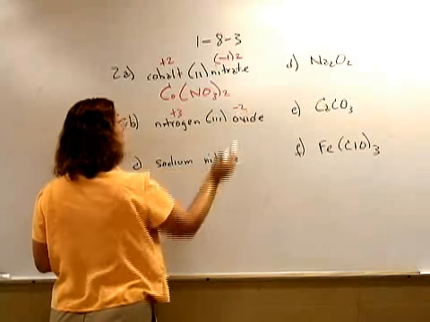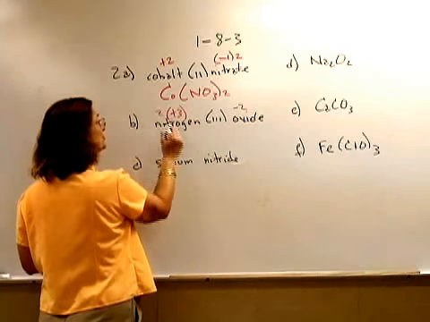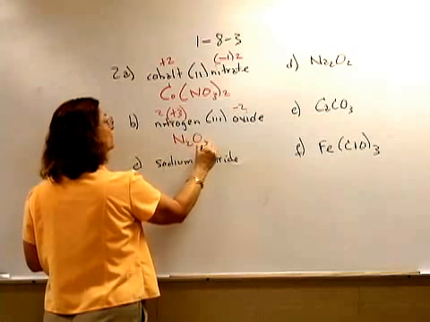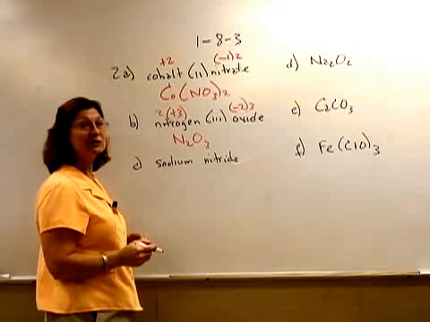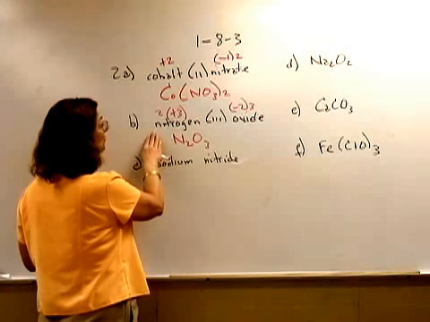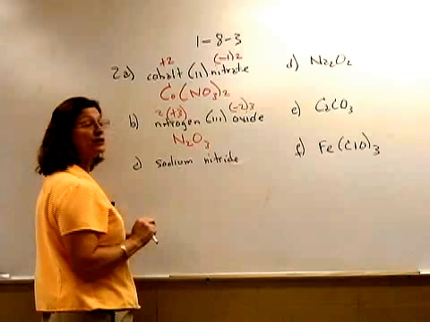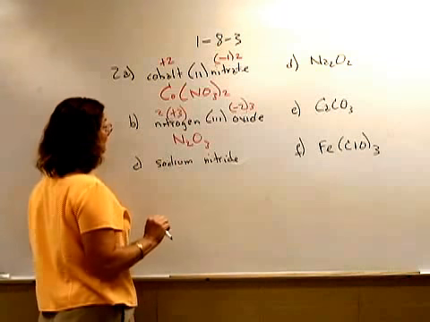Oxygen is -2. The common multiple is 6, so I need 2 nitrogens and 3 oxygens, because +6 and -6 is equal to 0, and compounds must be 0. Now, I could also have called this dinitrogen trioxide, but I prefer Roman numerals, so that's how we do that.